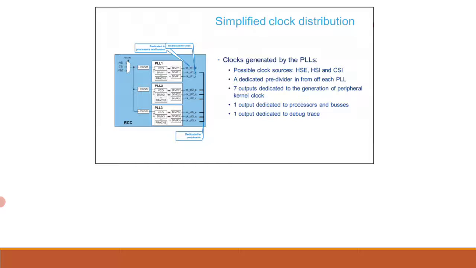PLL2 and PLL3 are dedicated to the generation of kernel clocks for the peripherals. Certain peripherals such as SAI, USB, etc. may require a specific frequency. The PLL1 P output is used as a system clock for processors and buses. PLL1R is dedicated to the debug trace, and PLL1Q is also used as a kernel clock for peripherals. Note that the PLL's clock source cannot be changed if one of the PLLs is enabled.